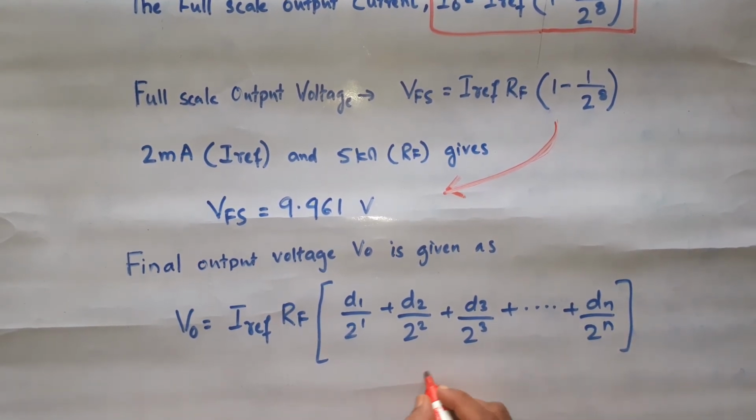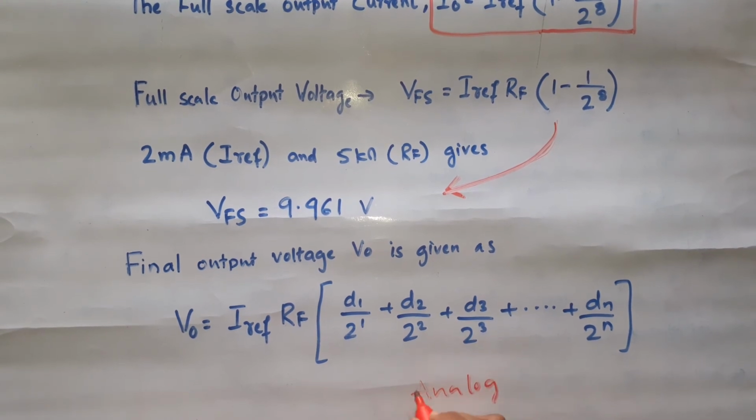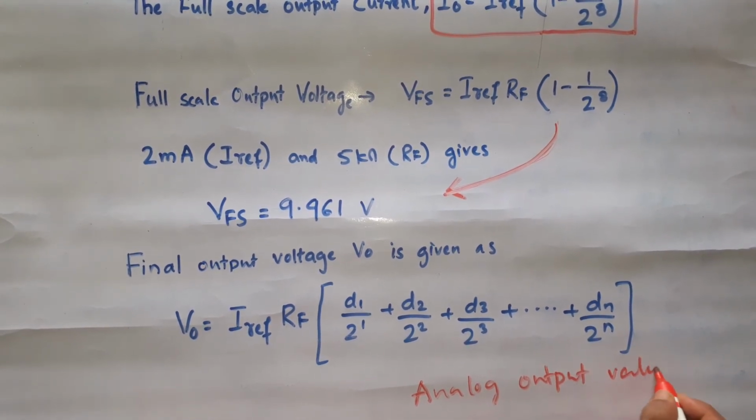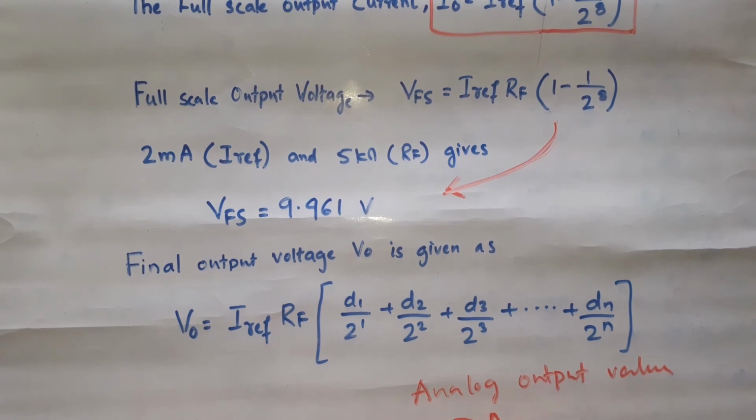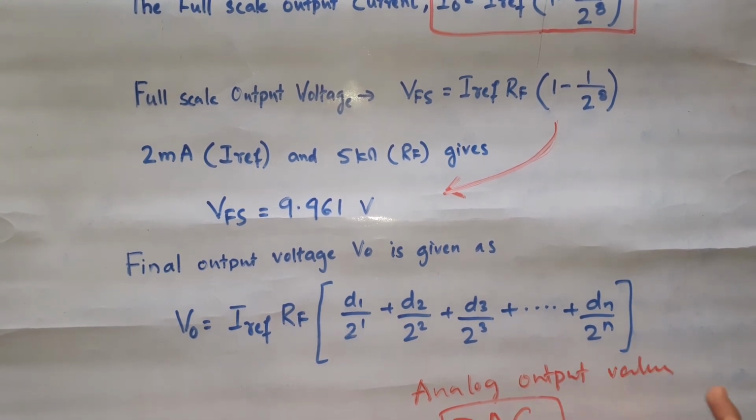So this is your final output equation, which is giving you the analog output value. So this is how a digital to analog IC works. Actual conversion, how it happens digital to analog, for that I'll be preparing another video. For this particular topic, this much is sufficient.